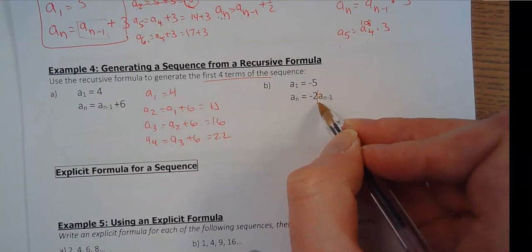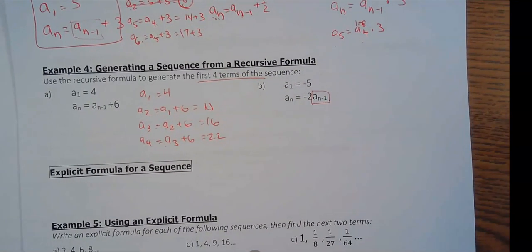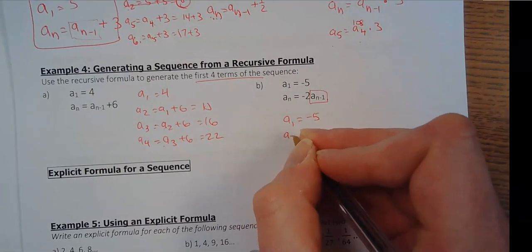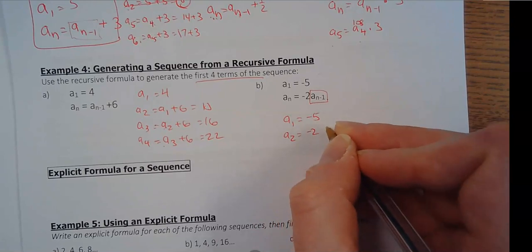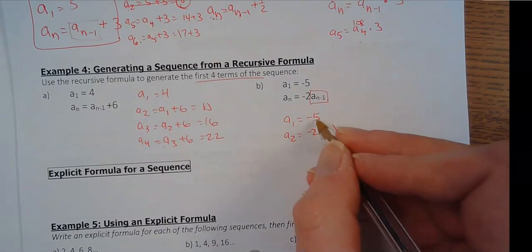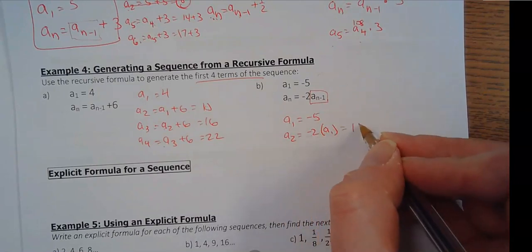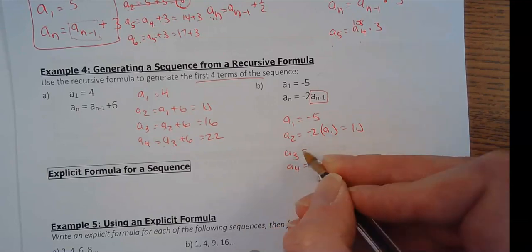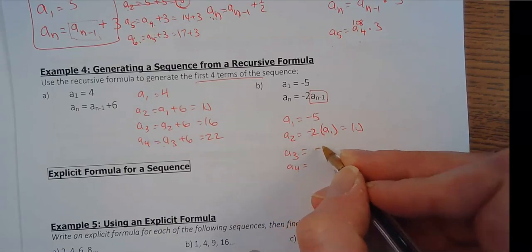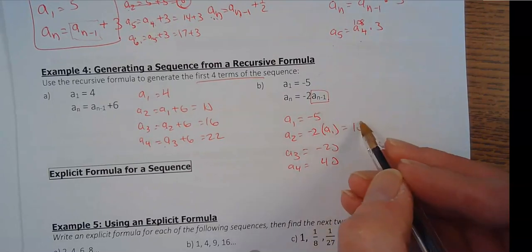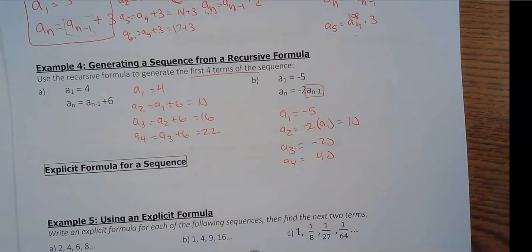Over here, this says take the previous term and multiply by -2. So a sub 1 is -5. A sub 2 is going to be -2 times a sub 1. So that'd be -5 times -2, which is 10. Maybe I'll save some space here. So a sub 3 is going to be the previous term times -2, so it'd be 10 times -2, which is -20. And a sub 4 is -20 times -2, which is positive 40. So -5, 10, -20, 40.